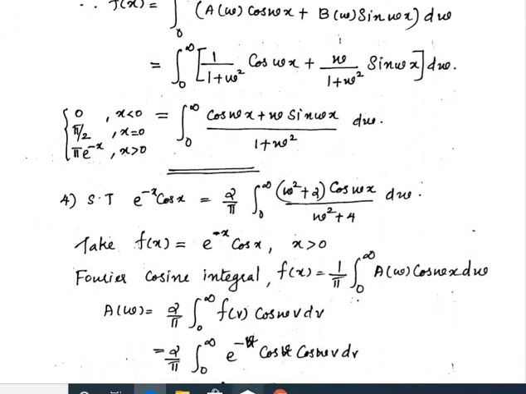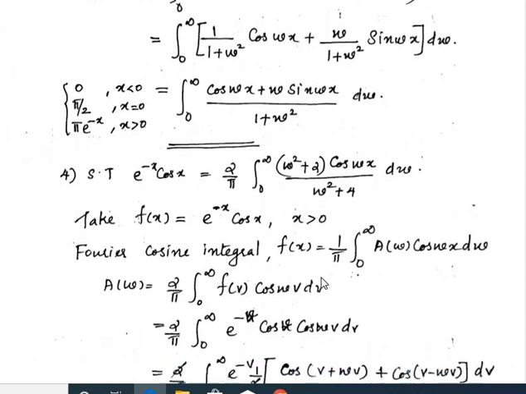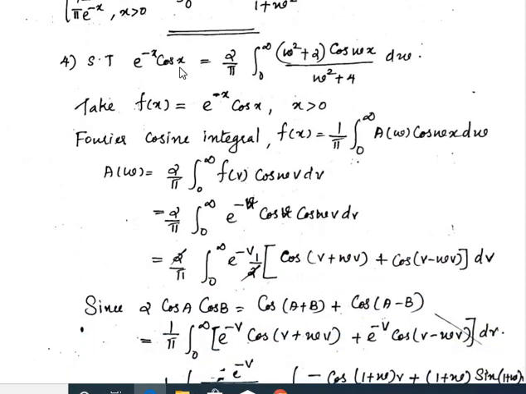Now the next question: show that e raised to minus x cos x equals 2 by pi integral 0 to infinity of omega square plus 2 cos omega x by omega to the 4 plus 4 d omega. We take this as the given function, and here x comes together with the cos term, so we have to apply the Fourier cosine integral. Write the Fourier cosine integral formula and find a omega. Since no range of x is defined, we take x as positive, that is x greater than 0. So the limit changes to 0 to infinity, and the function is e raised to minus v cos v cos omega v dv.